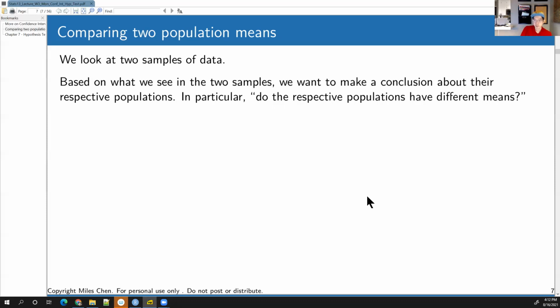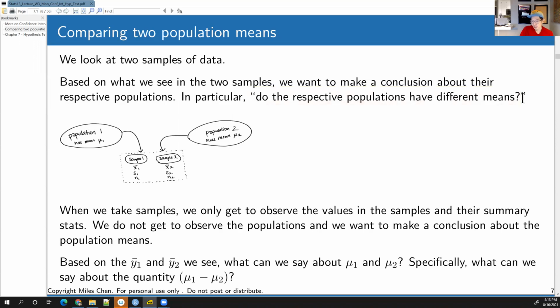All right, so the idea here is we are looking at two samples of data. And what we want to ask is, based on these two samples, do the respective populations have different means? So you have sample one, it's got some mean. You've got another sample taken from another group, and it has a different mean. And the question is, if my two samples have different means, does that mean their respective populations have different means? Or is it possible that the respective populations have the same mean?